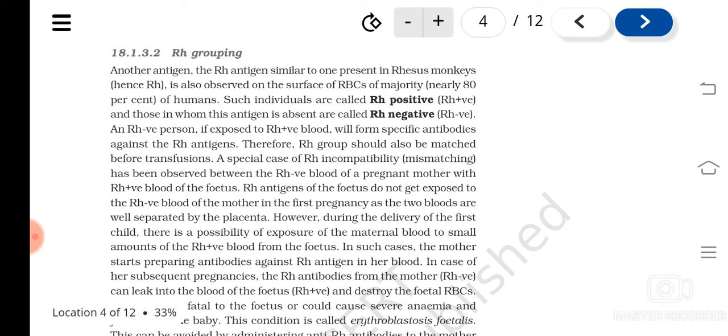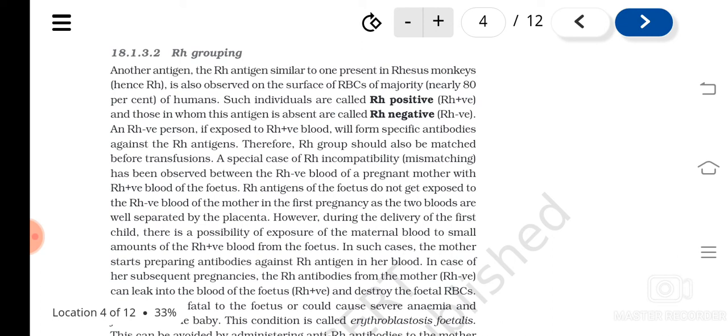During blood transfusion it is very important, because if an Rh negative person is exposed to Rh positive blood, specific antibodies will be formed against the Rh antigen, and that may lead to clotting of blood. So before transfusions, the matching between the blood groups should be tested for Rh factor.